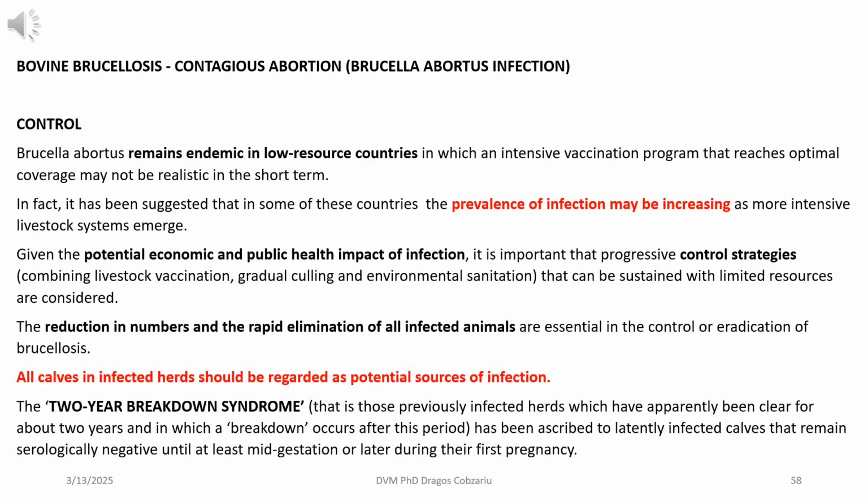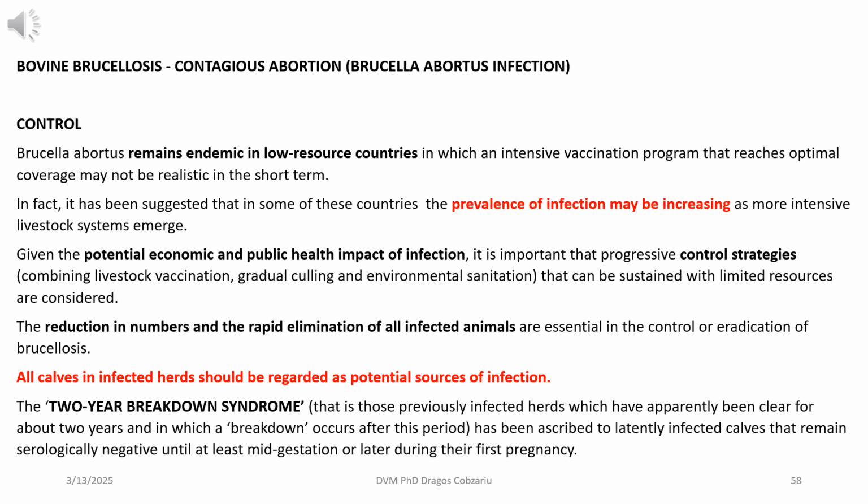Brucella abortus remains endemic in low-resource countries in which an intensive vaccination program that reaches optimal coverage may not be realistic in the short term. In fact, it has been suggested that in some of these countries the prevalence of infection may be increasing as more intensive livestock systems emerge. Given the potential economic and public health impact of infection, it is important that progressive control strategies, combining livestock vaccination, gradual culling and environmental sanitation, that can be sustained with limited resources are considered.